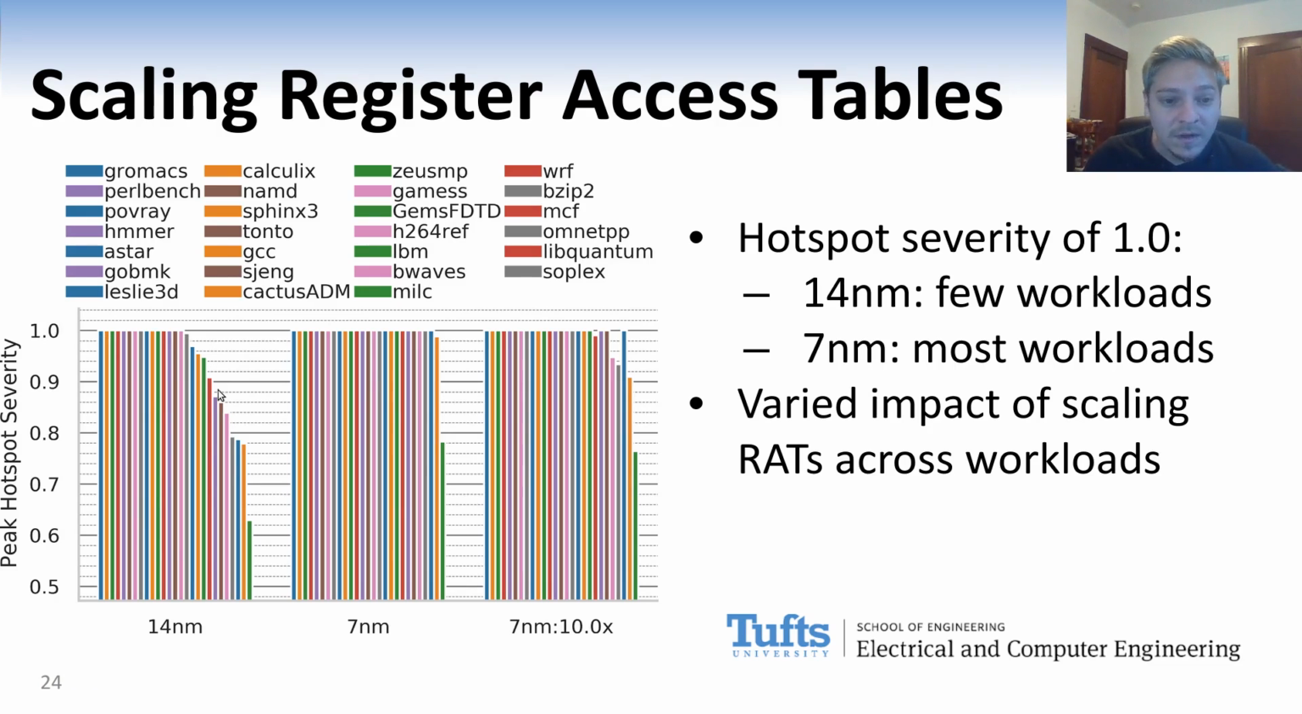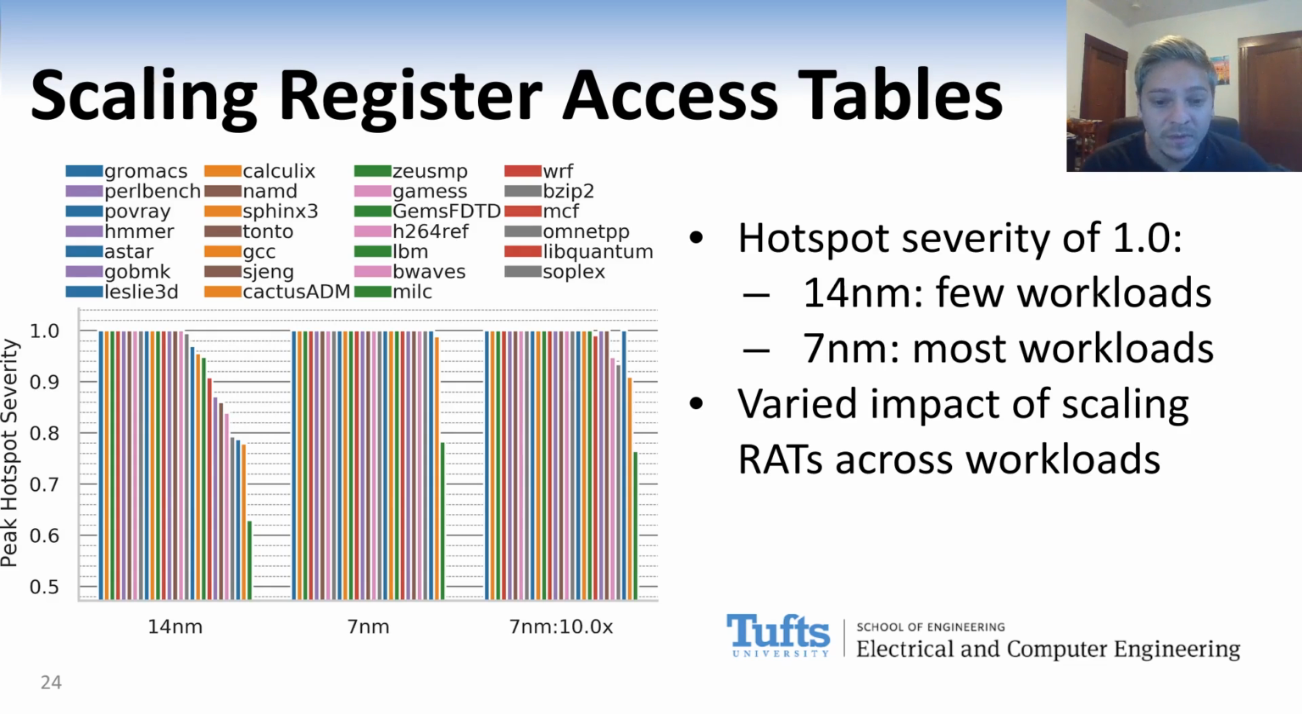For the remaining workloads, it peaks below a value of 1, but still above a value of 0.5, which means that for all of these workloads, some level of mitigation would be necessary to prevent the chip from overheating and damaging or destroying itself. In comparison, for the 7 nanometer nodes shown here in the middle, nearly all of the workloads reach a hotspot severity of 1, which means that the problem was bad and now it's way worse.